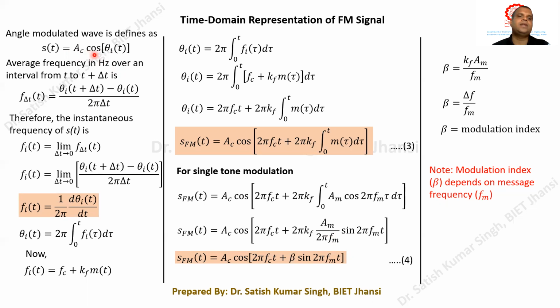Now try to understand how to look at this particular signal. This signal can be considered as a phasor of magnitude Ac. You can see that this is Ac cos theta_i(t). If you try to draw this waveform, we know that there will be cosine variations. Or we can also say that there is a phasor of magnitude Ac which is rotating with a speed that depends on the instantaneous angle of this particular cosine wave.